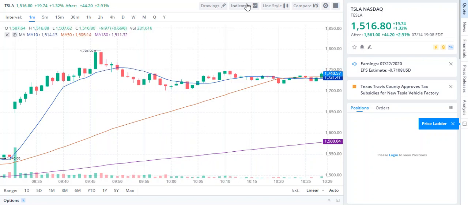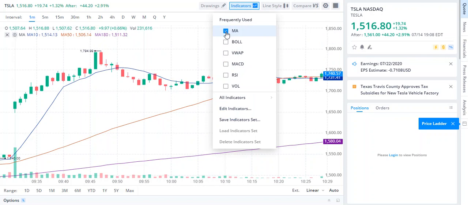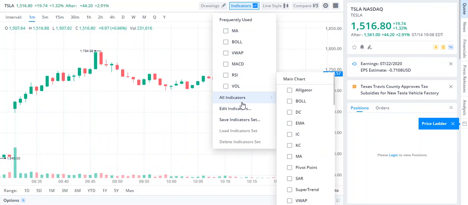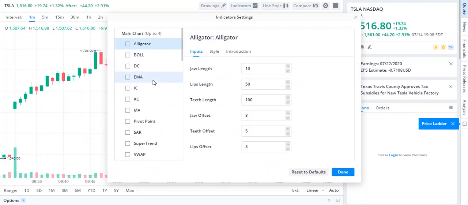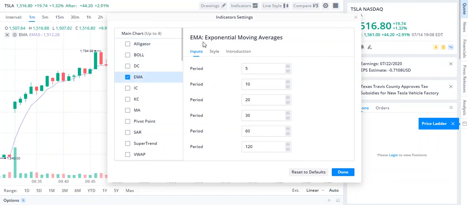And your EMA, let's get rid of that moving average, the SMA. Your EMA, if you go to edit indicators, you can find it right here, is your exponential moving average. And it's the same kind of deal. You set it the same way, but the difference is that the exponential moving average is used more so for short-term trends because it responds faster to price action.